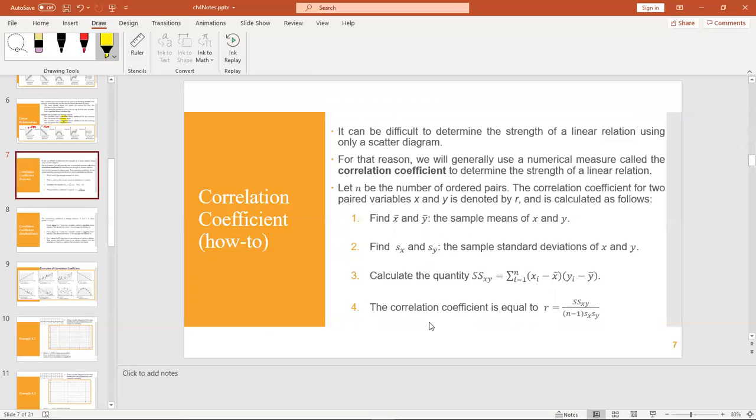And then to top it all off, you're going to take this quantity that we were just talking about, and divide it by n minus 1 times the product of the standard deviations of each of them individually. I have good news for you. Although that is the process by which it is done by hand, we can have the graphing calculator do this for us. And I think you will agree that is much, much nicer.